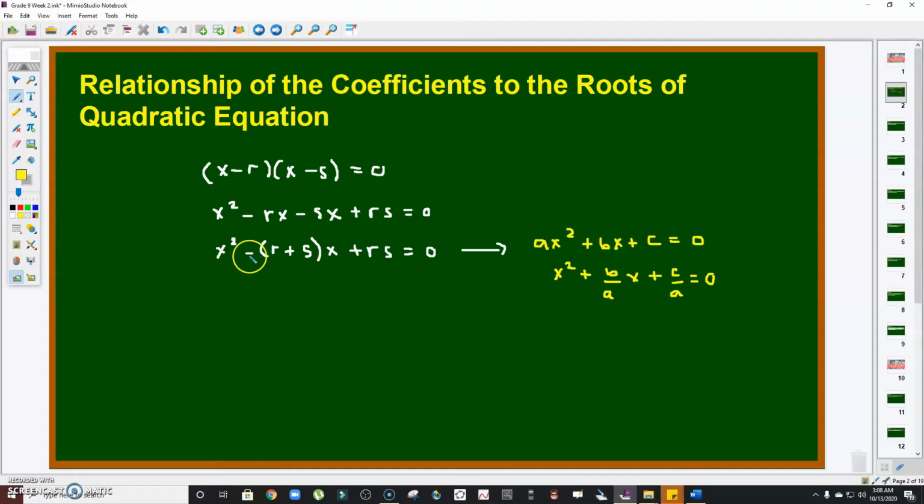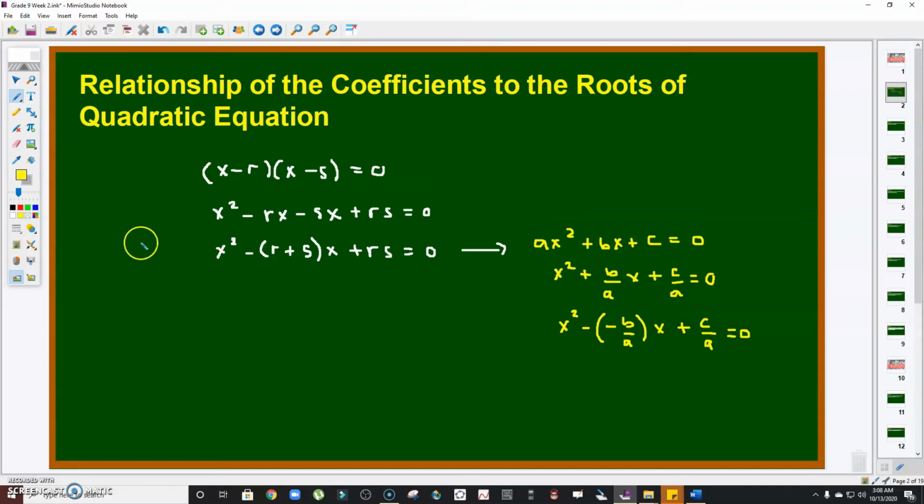See that? Now, take note, the sign of the coefficient of x is negative. So to make it negative, the positive b over a is equivalent to negative of negative b over a, x, plus c over a. See that? There you go.